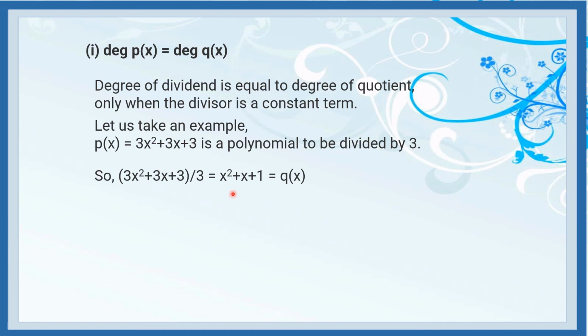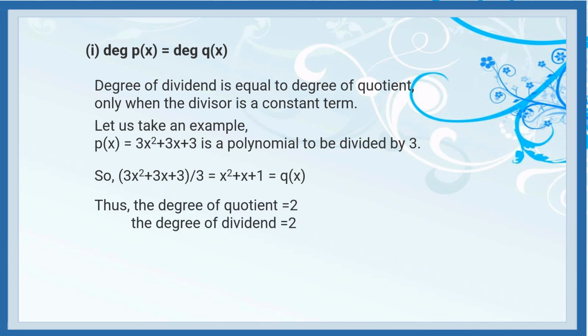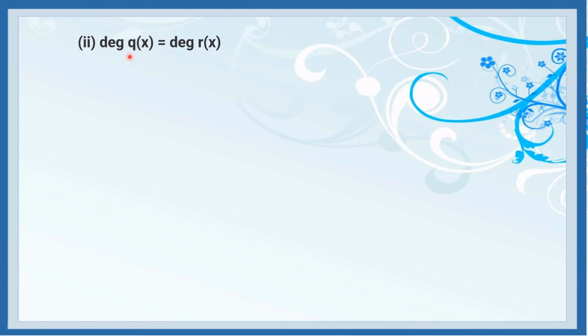So that is the quotient, isn't it? P of x is this and q of x is x square plus x plus 1. Now tell me, what is the degree of p of x? 2. What is the degree of q of x? 2. So here we get the example. Degree of p of x and degree of q of x are equal. Hence proved.